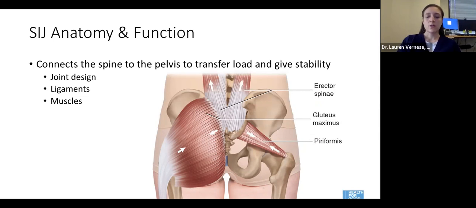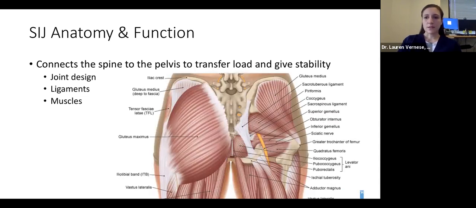There's also the erector spinae muscles and the latissimus dorsi muscle, which is not pictured, but it blends into what's called the thoracolumbar fascia. These muscles all blend into the different ligaments of the sacroiliac joint. So an imbalance in any of these muscles can pull on the ligaments in an abnormal pattern and contribute to SI joint pain.